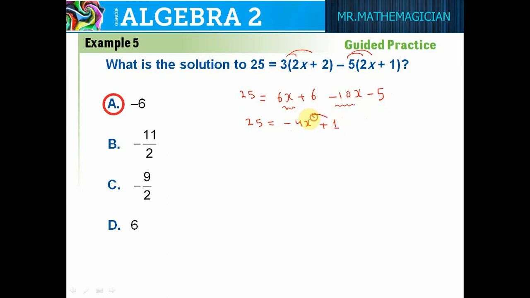Take this 1 to the other side in negative, so 25 minus 1 will be 24 equals negative 4x. Now divide by negative 4 on both sides. This will give you negative 6, and this will be x, means x equals negative 6.